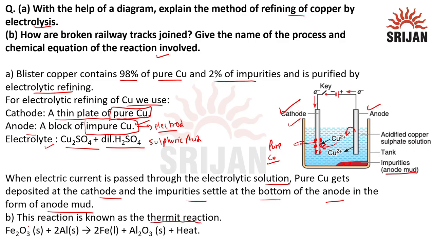In thermite reaction, ferric oxide in solid state reacts with aluminium in powder form. It gives iron in molten state and aluminium oxide in solid state, and this reaction will result in the formation of a large amount of heat, and this heat will be used in the joining of broken railway tracks or the welding of broken railway tracks.